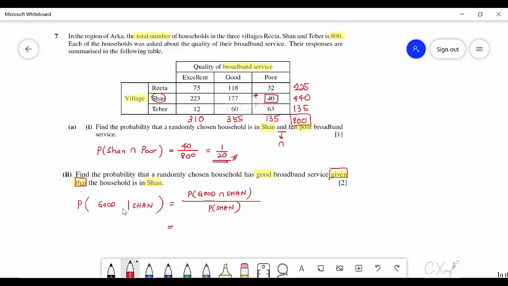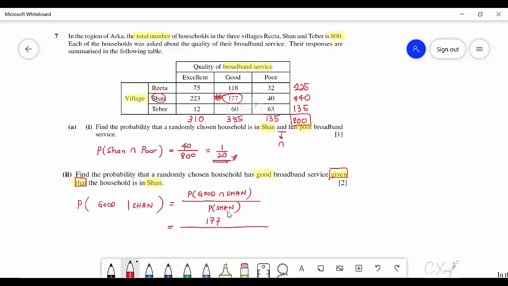Okay, so this is how we actually find out the conditional probability. So good intersect with Shan. So where is good and intersect with Shan here? Okay, so for our case, we are having 177. All right, so according to this formula, it should be 177 divided by 800. Okay, but actually I can ignore the 800 because later the denominator, I also want to divide it by 800 also. So I usually didn't write it out. Okay, so I'm looking for good intersect with Shan, which is 177.